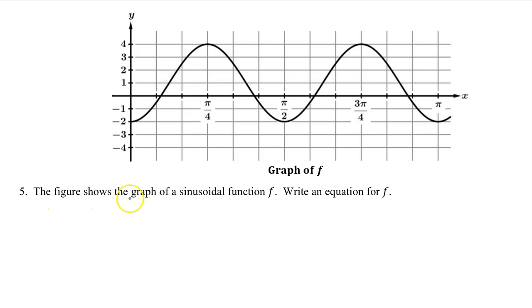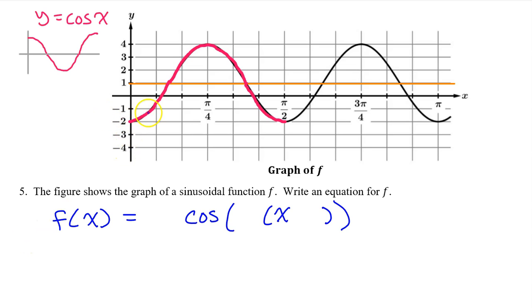Number 5. The figure shows the graph of a sinusoidal function f. Write an equation for f. I'm going to write two slightly different equations for the graph of f. My first equation will be based on the first period of f, which starts right here at 0. This period of f looks like the parent function for cosine x, except it is upside down.